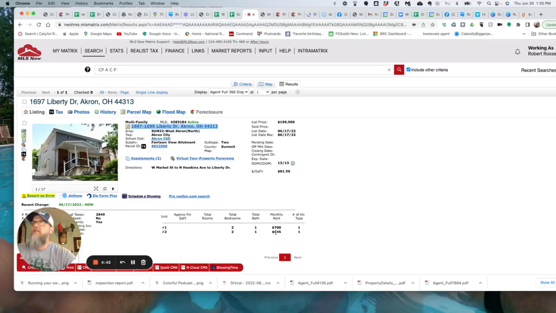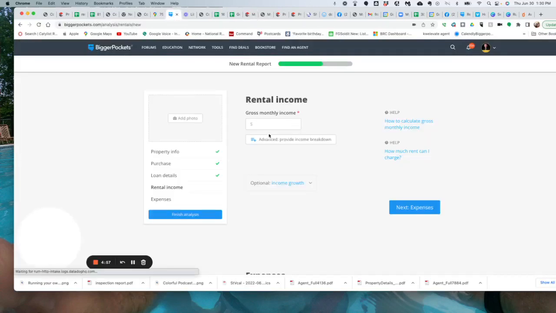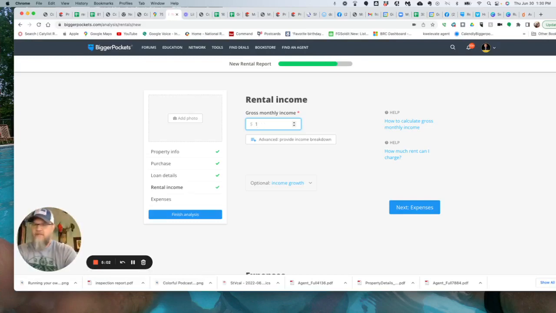But the bottom line on this one, I've got a $700 rental and I've got a $645. So 700 plus 645, we're looking at $1,345. I'm going to jump back over here. My total gross monthly income is $1,345.